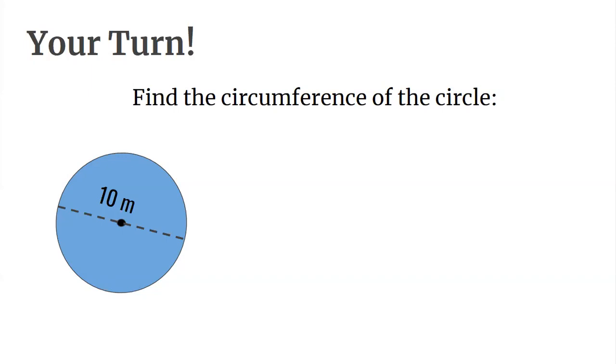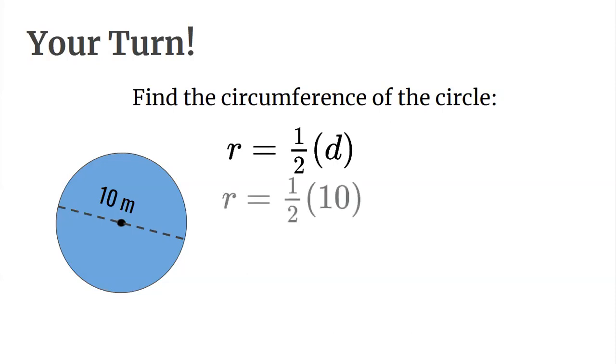All right, welcome back. So as the usual method, we should solve for the radius. Radius equals 1/2 times diameter. Plug in 10 as diameter. So radius equals 1/2 times 10, which equals 5 meters. So radius is 5 meters.